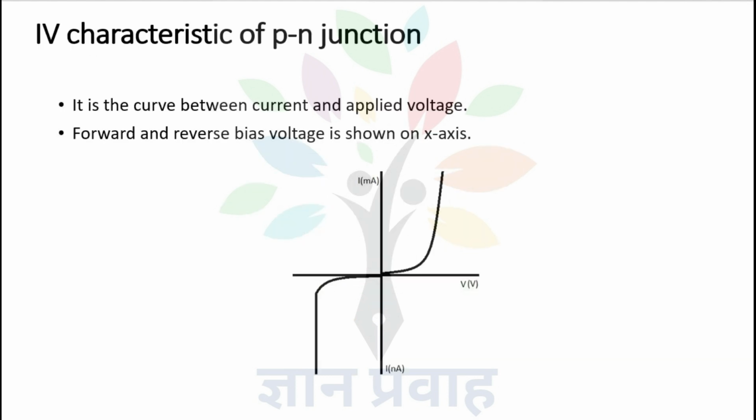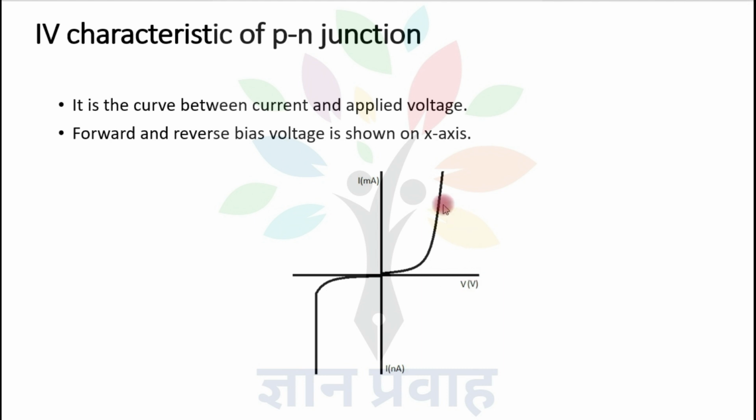IV characteristic of PN junction diode. IV is the current-voltage characteristic of a PN junction diode, and it is the curve between the current and voltage. Forward and reverse bias voltage is shown on the x-axis. V is the applied voltage across the PN junction diode, and with applied voltage there is movement of charge carriers, so the current is I. This region shows the forward region and this region shows the reverse region, the forward and reverse characteristics of the PN junction.